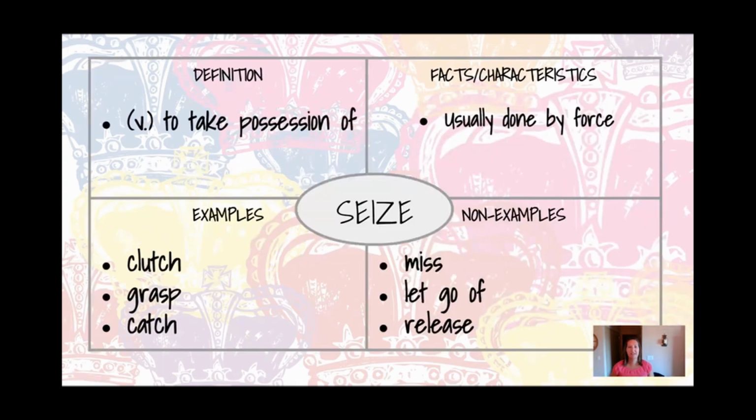It means to take possession of. So basically to take, and it is usually done by force. So it's a little bit different than just the word take. It's a little more aggressive, has a stronger connotation associated with it. Some synonyms could be clutch or grasp or catch. And some non-examples could be to miss, to let go of, or to release. Oftentimes this means a physical seizing of something, but it can have some more figurative meanings as well.